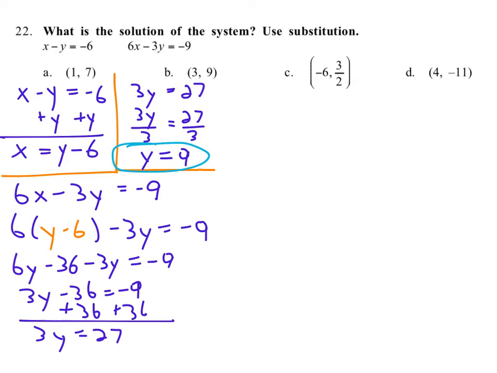Now, what we want to do is take one of the equations. I'm going to take the simpler of the equations, which is x minus y equals -6. And I'm going to substitute into that the value that we came up with for y, which is 9. Okay, so we say then x minus parentheses equals -6.